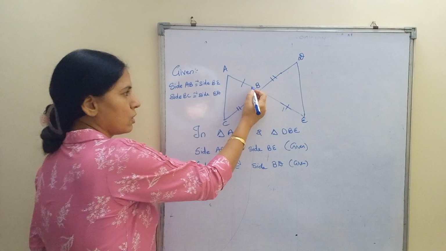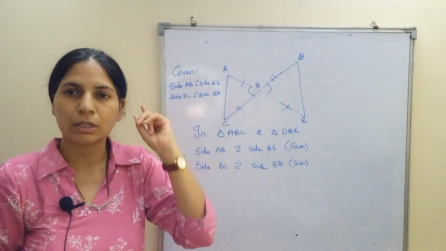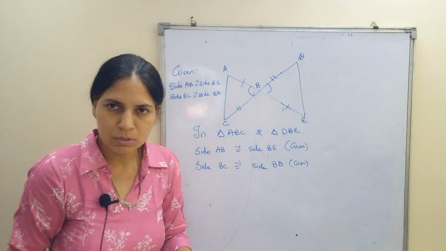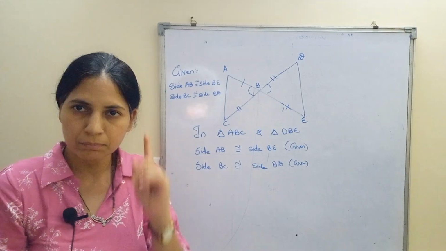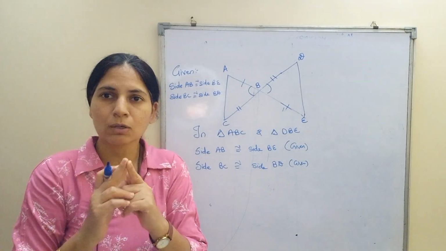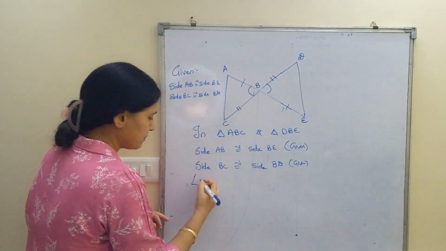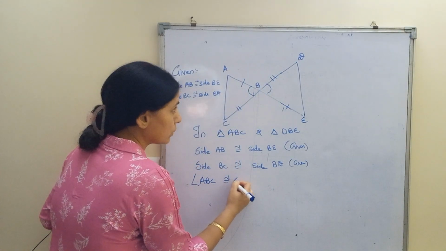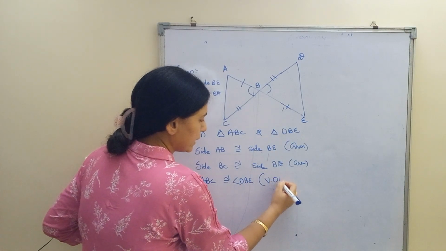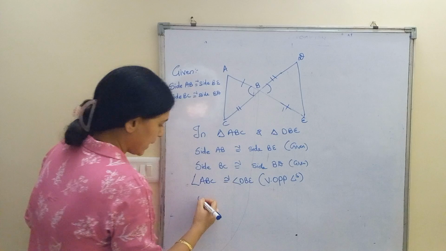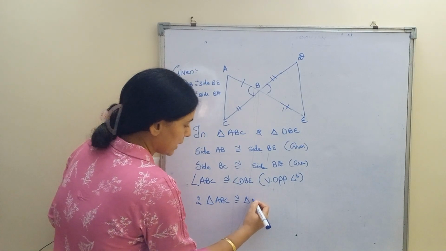The third condition is vertically opposite angles. See, the angles facing each other are called vertically opposite angles. Vertically opposite angles, the angles facing each other, are always congruent in any geometric figure. Please remember, vertically opposite angles are always congruent. So, angle ABC is congruent to angle DBE. Reason: vertically opposite angles. Hence, triangle ABC is congruent to triangle DBE.